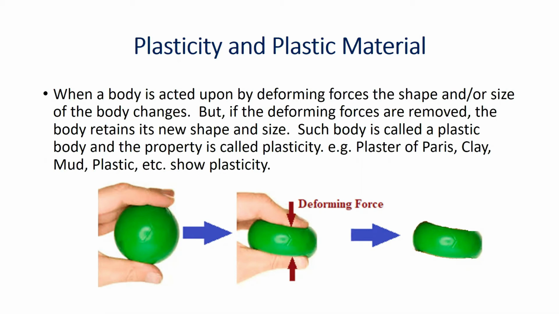Now, let us understand the concept of a perfectly plastic material. If a body has no tendency at all to regain its shape and size when the deforming force is removed, it is called a perfectly plastic body. No body in the universe is a perfectly plastic body. Wall putty and paraffin wax can be considered as perfectly plastic bodies.